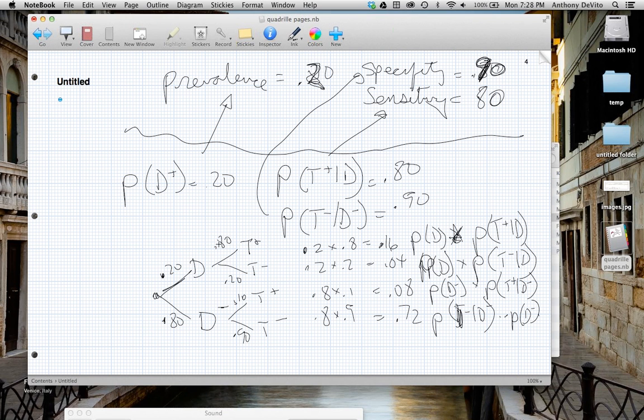Okay, so what do we have here? This is the probability you test positive and have the disease. That's the first one, right? Second one is you have the disease, but you test negative. Third one is you don't have the disease, but you test positive. And the last one is you don't have the disease, and you test negative. That's all the possible outcomes. Is there any other possible outcome you could have?